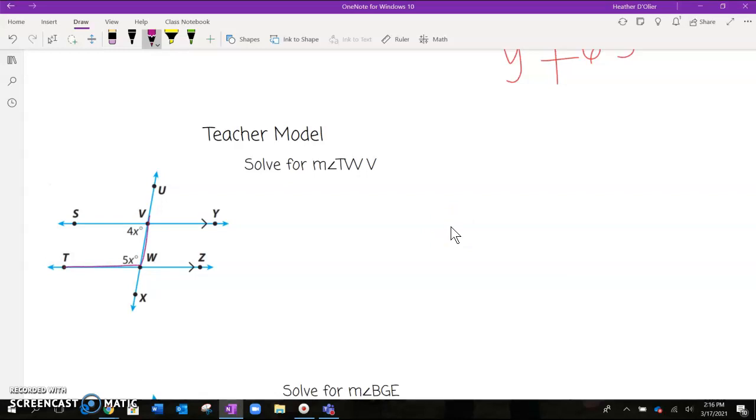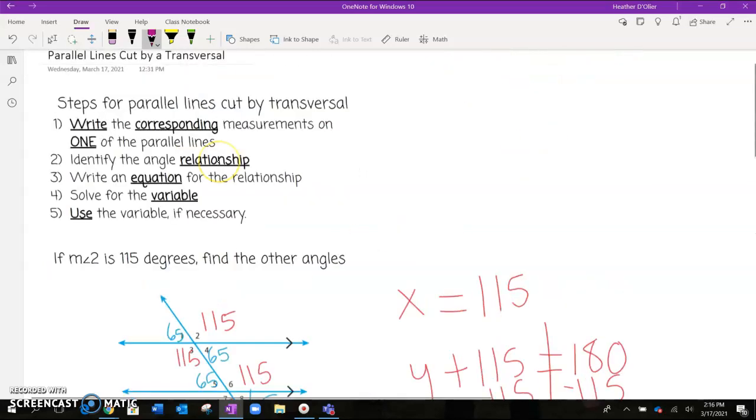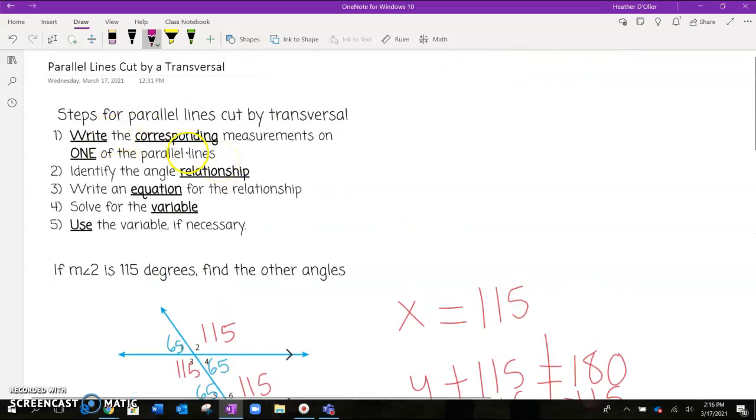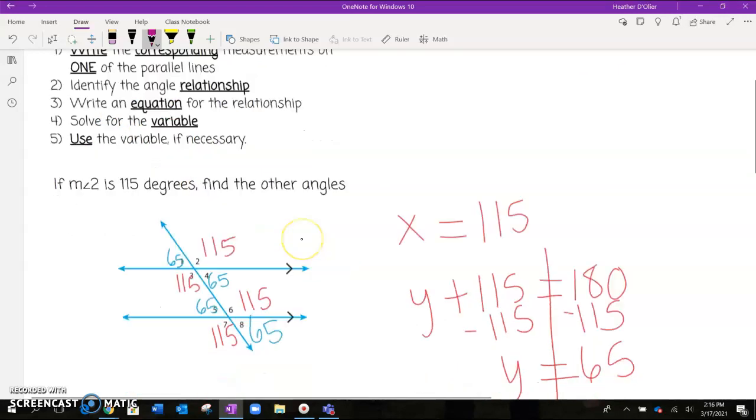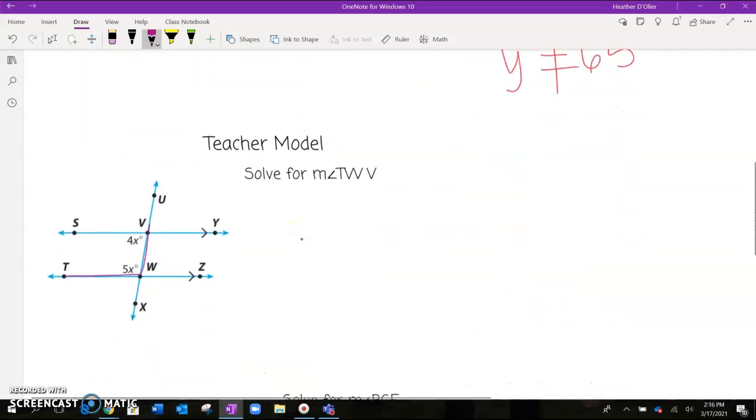But I don't have any numbers here. So I really have to write the equation. So up top, it says write the corresponding measurements on one of the parallel lines. So I'm either going to move 4x down or put 5x up. So I'm going to move 5x up just so it'll be clearer to me. So here on this parallel line, it's in the top left. So it's going to be in the top left up here. I put it in its corresponding spot.